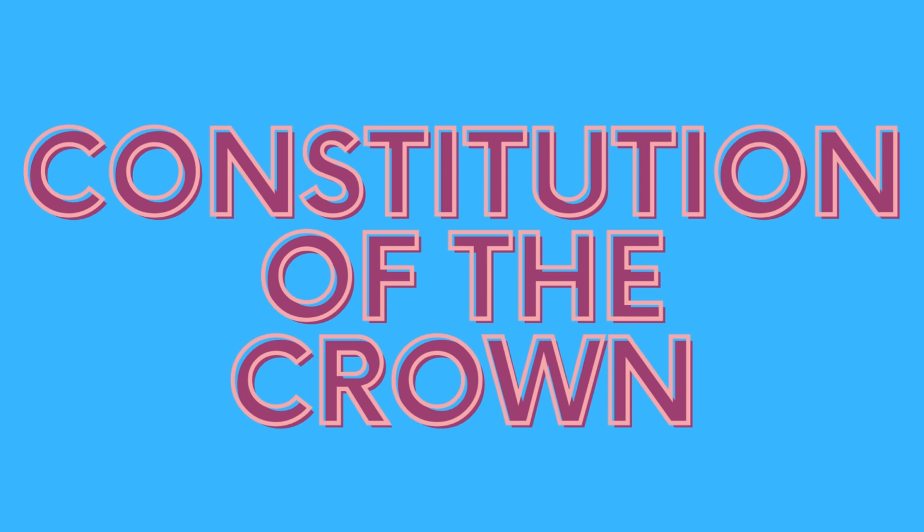Great Britain doesn't have a written constitution in the way that the United States does. Its constitution has evolved over a long period of time, which makes sense. Great Britain is a much older nation state than the United States. It involves things like important documents, common law, customs. All of these come together to form what the British call the Constitution of the Crown.